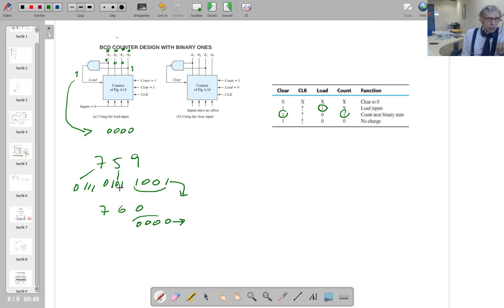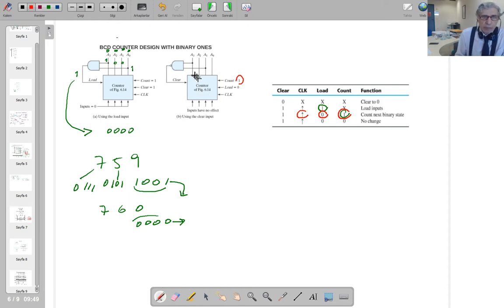That is one method. The other method is seen here. It uses the clear control input to do this job. So you get the clear input. So in this case, count is 1. Count is 1. So that is the case. Load is 0. Load definitely 0. You've got the clock pulse. And clear, we are going to check it now, how it is changing.